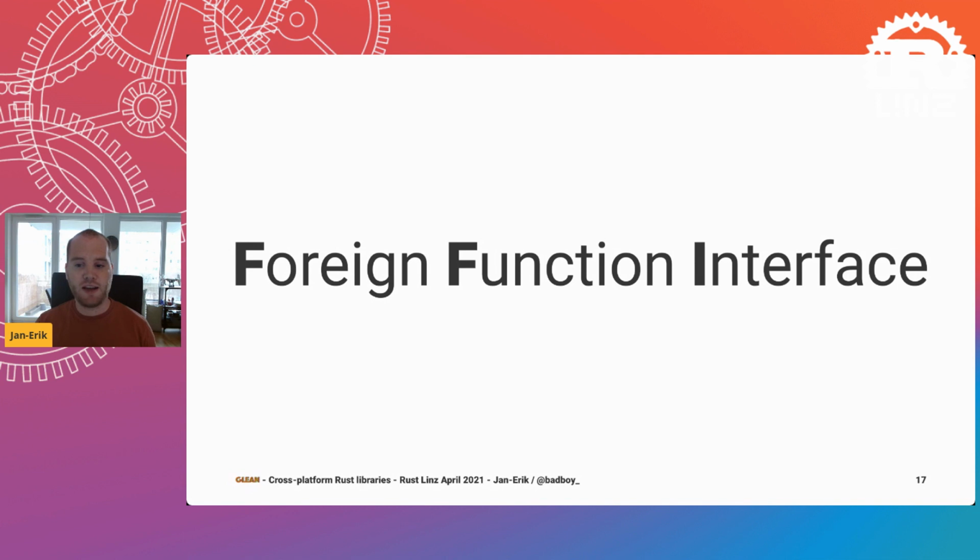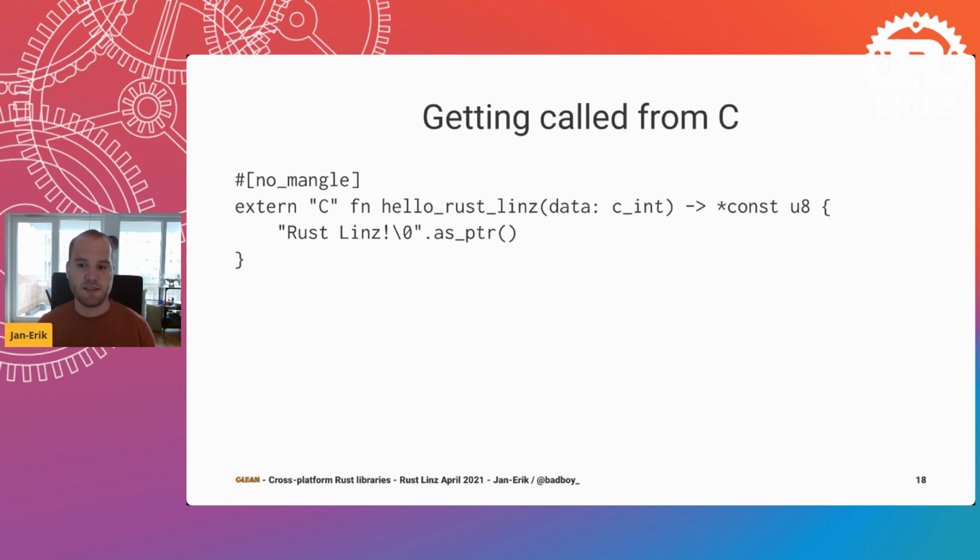Writing a FFI layer or a C-compatible layer in Rust is actually surprisingly easy. To be callable from other languages that know C, you have to write a bit of plain Rust code and extend that with a couple of attributes to make it possible. Here you see a function called hello Rust Linz that is actual Rust code, and that has several additional attributes.